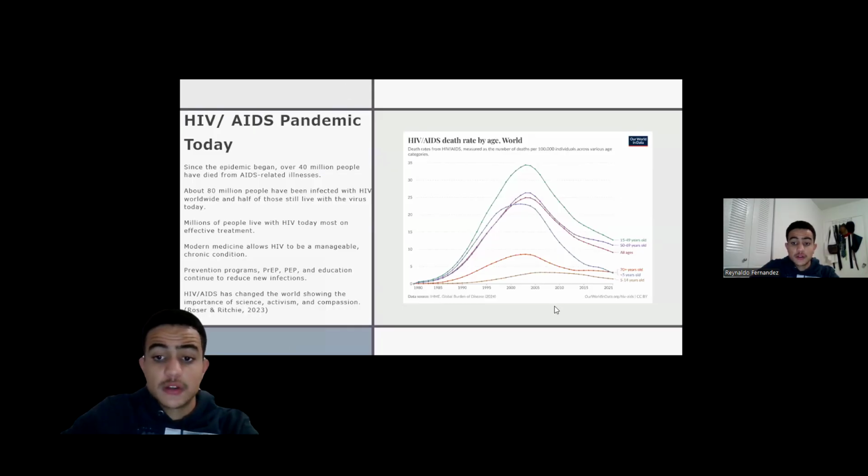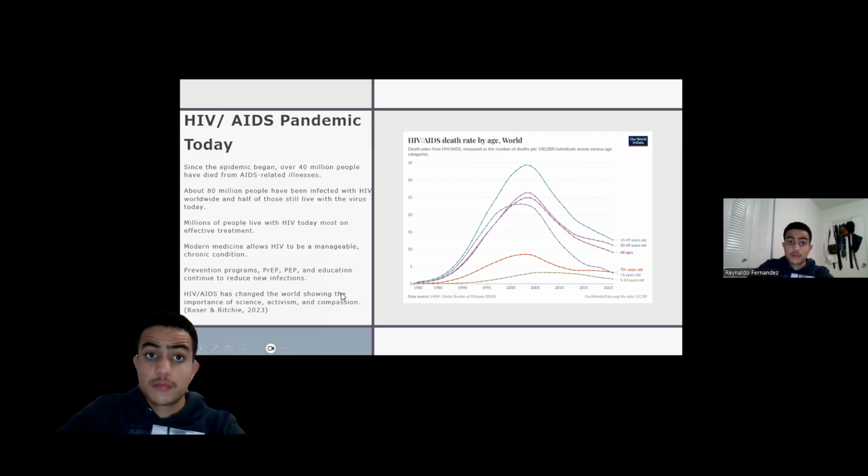And now, how is the pandemic today? Since the epidemic began around 1980, over 40 million people have died from AIDS-related illnesses. About 80 million people have been infected with HIV over the course of 40 years. Around 40 million people live today with HIV, most of them on effective treatment, and modern medicine allows HIV to be a manageable chronic condition. And then prevention programs like PrEP, PEP, and education continue to reduce new infections.